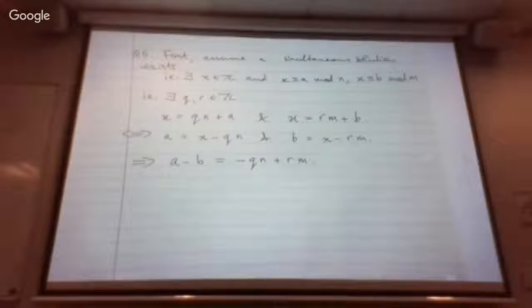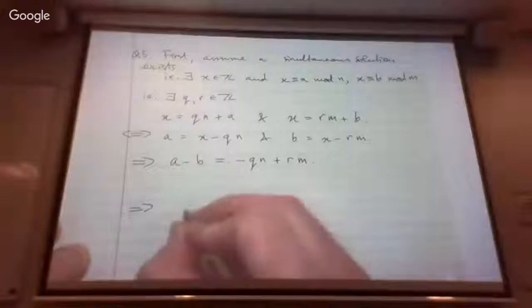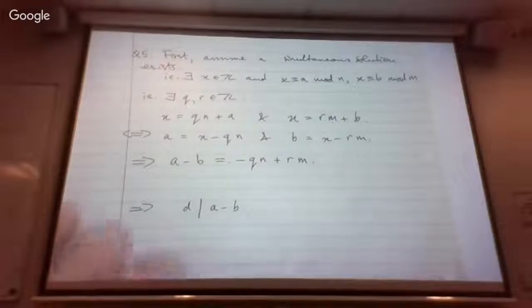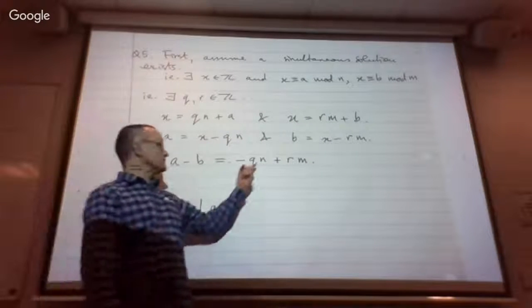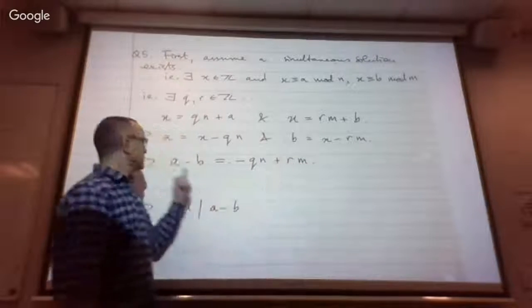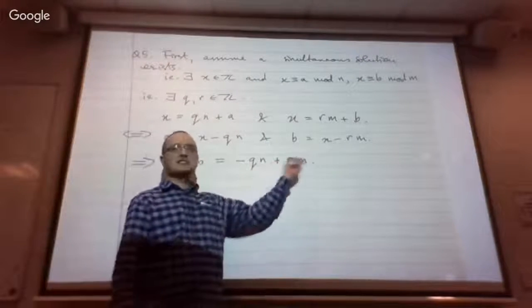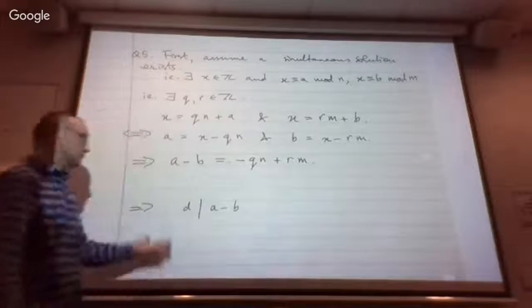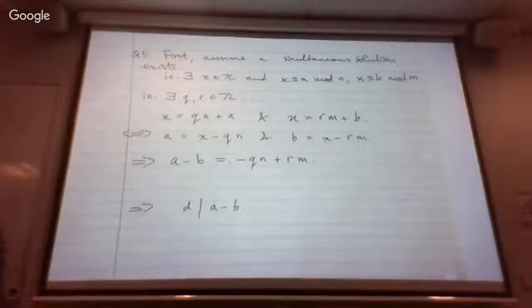Remember, we're doing the only if direction, so we assume solutions exist. We're trying to get to that this implies D divides a minus b. Yeah, we're trying to get to that stage. Bit of a gap here. What is D? D is the greatest common divisor of n and m. But here we have a minus b as a linear combination of n and m with integer coefficients, minus q and r.